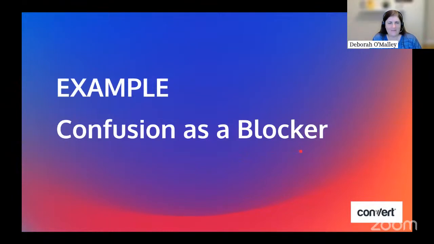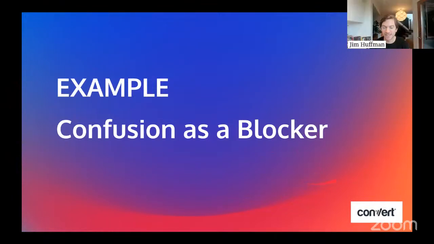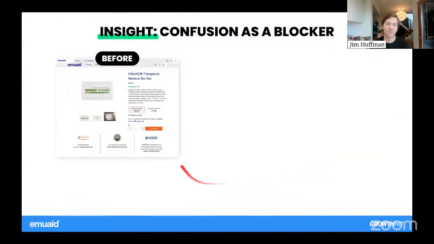Very cool. To keep on the theme of confusion, because this is one where it hurts my soul when I see websites be confused with amazing products. This is Enuade, a therapeutic moisture bar. That's 22 bucks. You're like, okay, 22 bucks for a bar of soap. Why would I pay that, right?